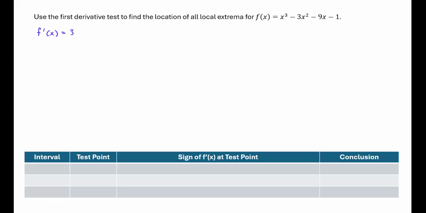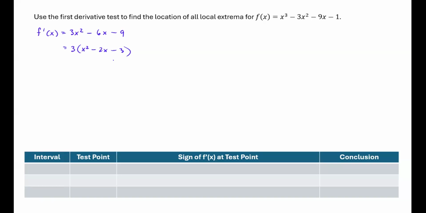So we'll get 3x squared minus 6x minus 9. You'll notice that each of these terms has a 3 in common that you can actually factor out. So let's go ahead and factor this. I'll take the 3 out. That's going to give us x squared minus 2x minus 3.